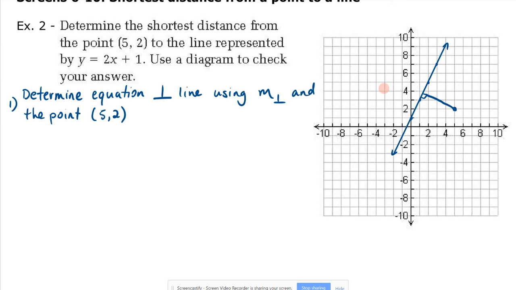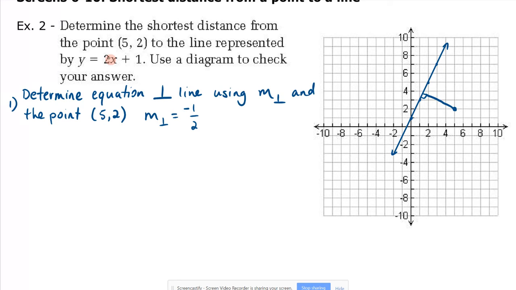Now, what's the perpendicular slope? Well, I already know the slope of the first line, so that slope is 2. So the perpendicular slope is just a negative reciprocal. So you flip the 2 into a fraction of 1 over 2 and make that positive into a negative.